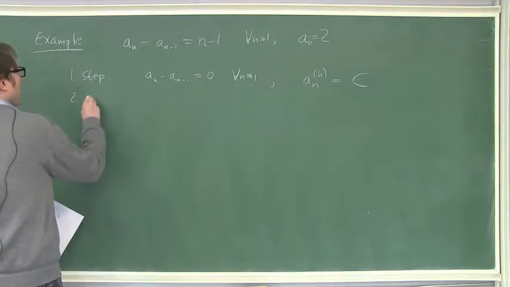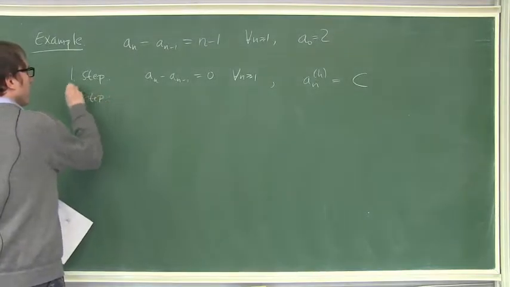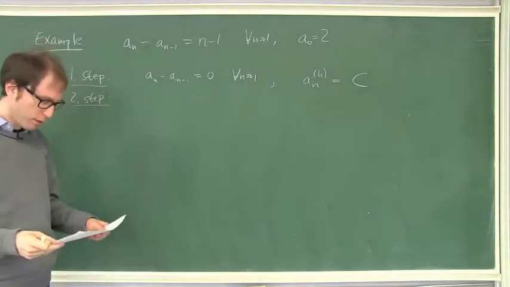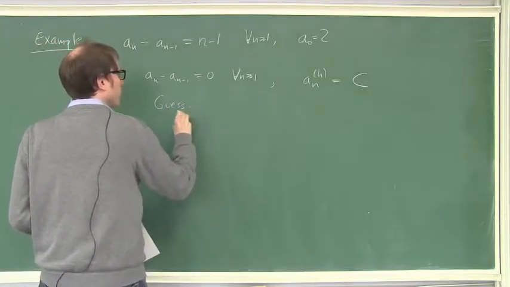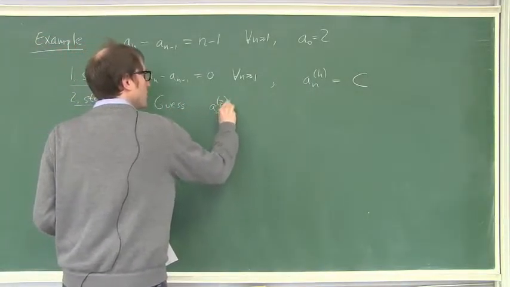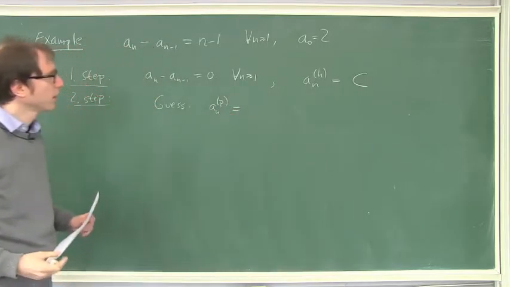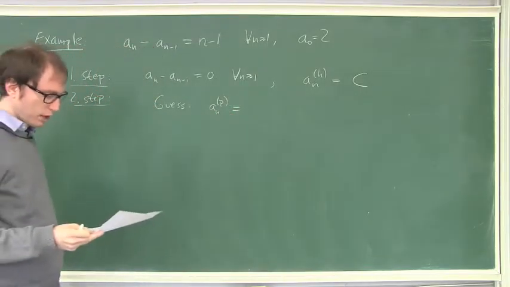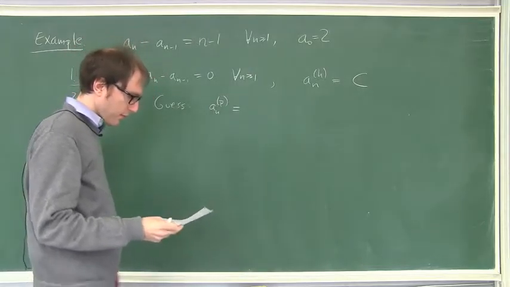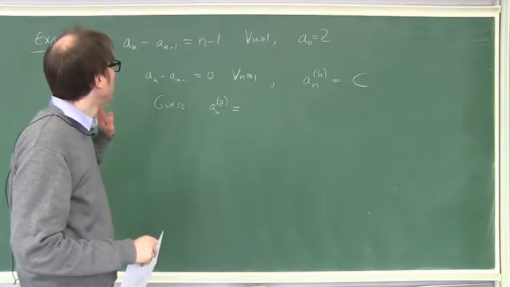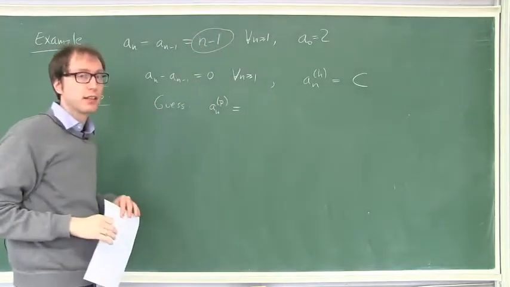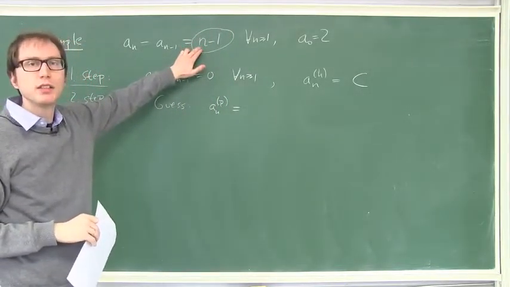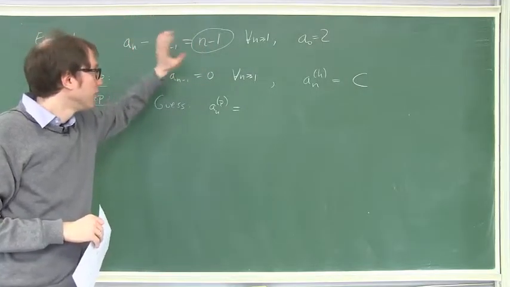Okay, so second step. Now this is a step I really want to talk about. So you have to guess one particular solution. How do you do that? Well, what you have to do is you have to look at f(n). f(n) was the right side. In this case, it's n minus 1. This really determines how it's going to look. This is what you have to look at.